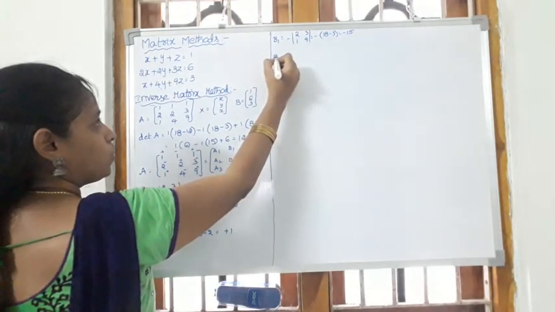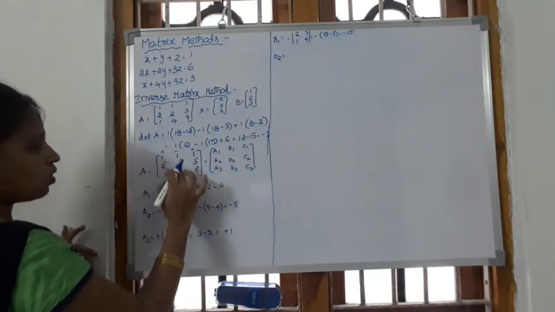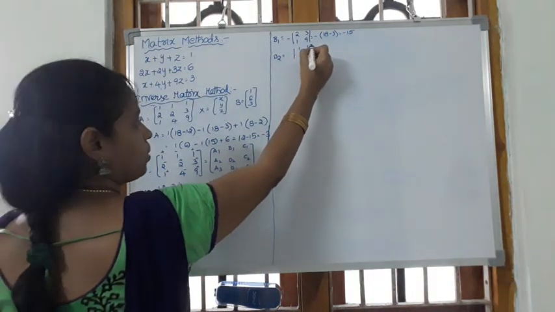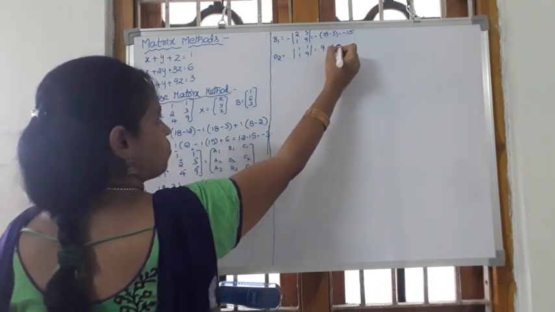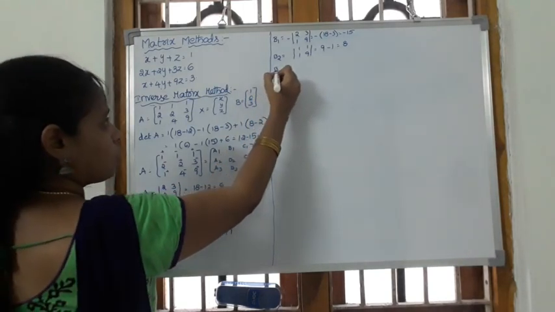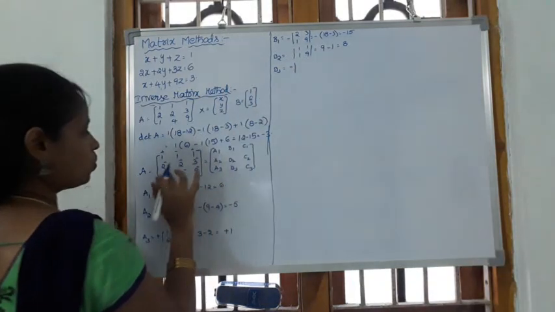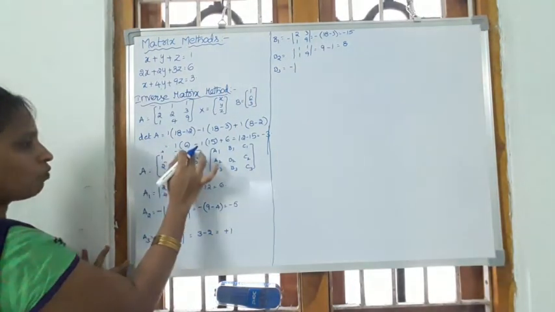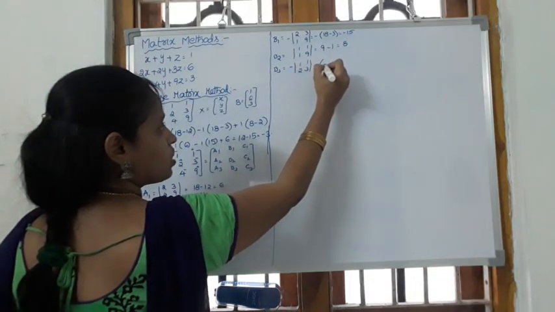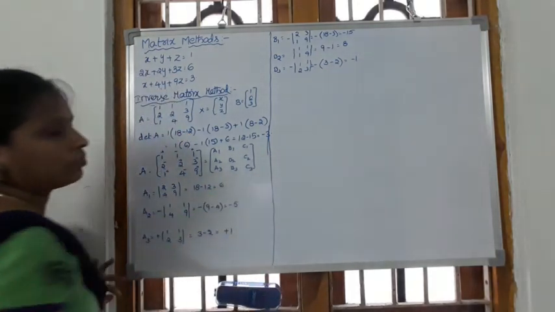Now B2 is equals to, here remove this row and this column to get the 4 elements are 1, 1, 1, 9. That is equals to 9 minus 1 is equals to 8. Now B3 is equals to, B3 has minus symbol, minus of, remove this row and this column to get 1, 1, 2, 3. So minus of 3 minus 2 is equals to minus 1.